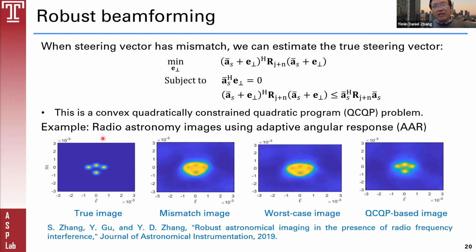So here we show an example, which is not for radar, but for radio astronomy, in the presence of interference, and we use the so-called adaptive angular response. Actually, this is one of the commonly used methods in radio astronomy. So we have the true image here that we used to generate the data. And then we see here, this is a mismatched AAR image, and this is the worst case AAR image. And this is our proposed method.